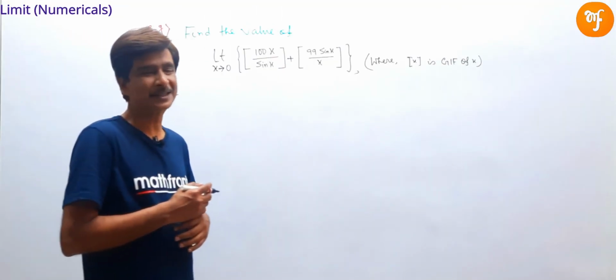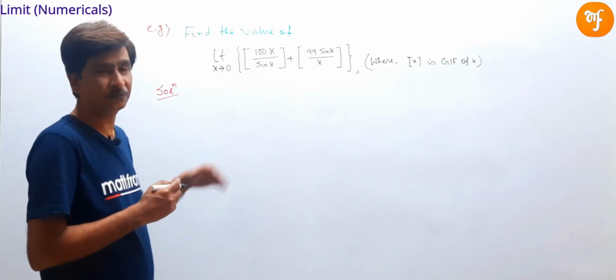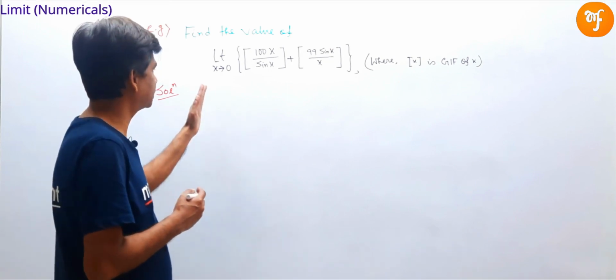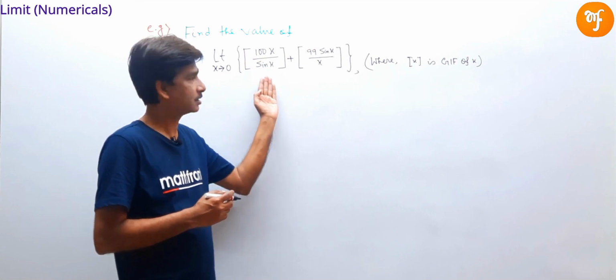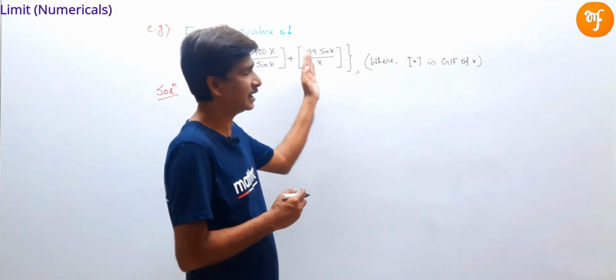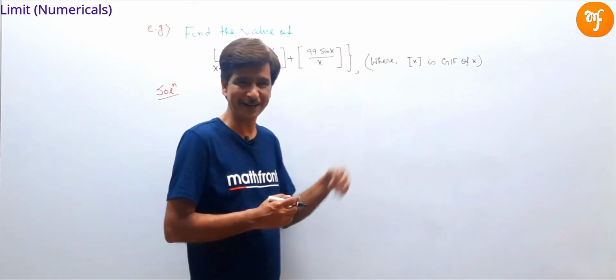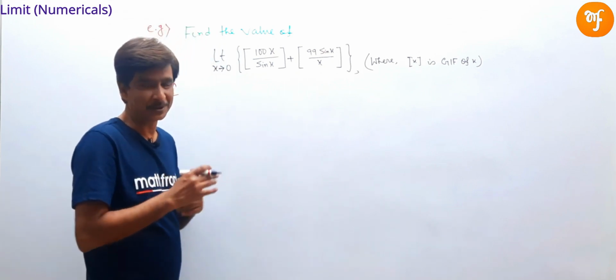So friends, let's have a look at another good example. We have to find the value of limit x tends to 0, box of 100x by sin x plus box of 99 sin x by x. Now look how to solve this numerical.